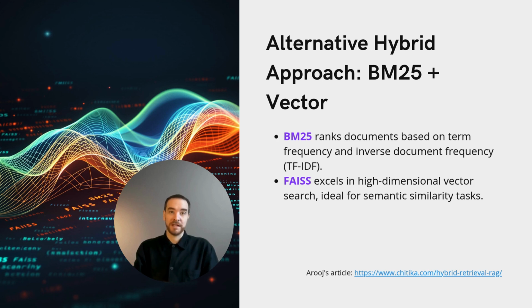Another hybrid retrieval technique is the combination of BM25 and FAISS, enhancing context awareness in RAG pipelines. BM25 ranks documents based on term frequency and inverse document frequency, while FAISS specializes in high-dimensional vector search. This integration leverages the strengths of both models, improving retrieval accuracy and context awareness. For more information, please refer to Arooj's article Implementing Hybrid Retrieval BM25 plus FAISS in RAG on Kitika.